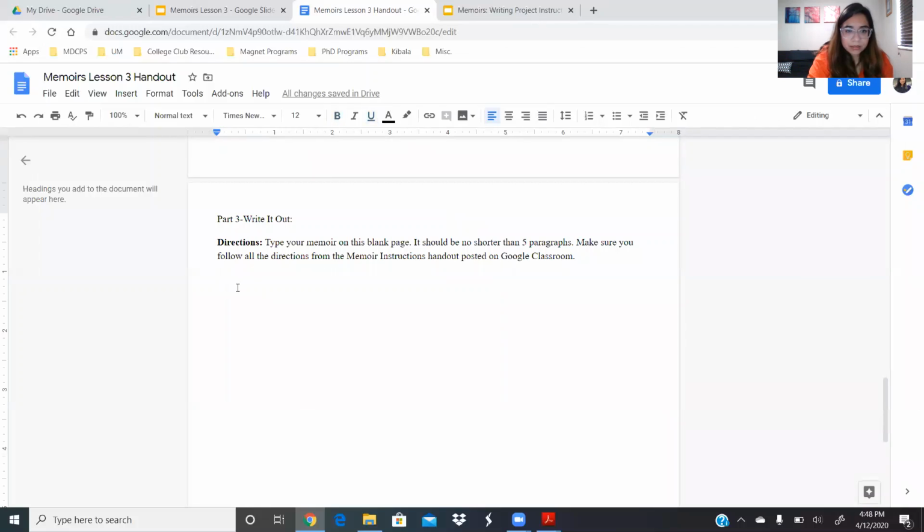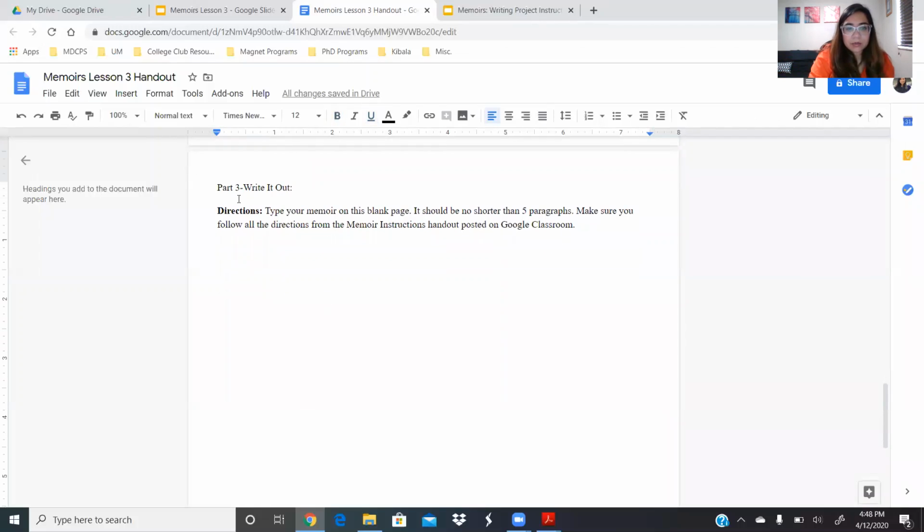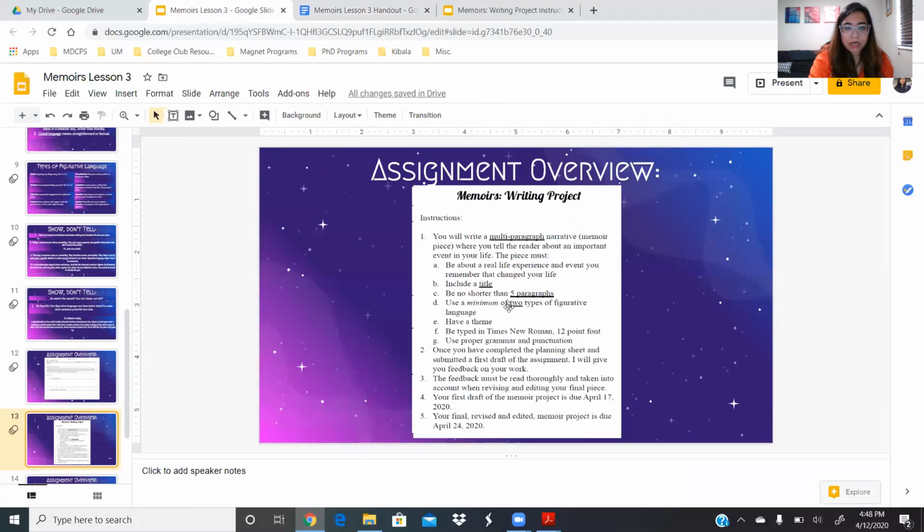So then finally, here in part 3, you're going to write it out. So you're going to type your memoir on this blank page. It should be no shorter than 5 paragraphs. Make sure you follow all the directions from the memoir instructions handout posted on Google Classroom. So the handout is posted on Google Classroom. Look through it if you need to, but it's what I just went over. It's this right here.